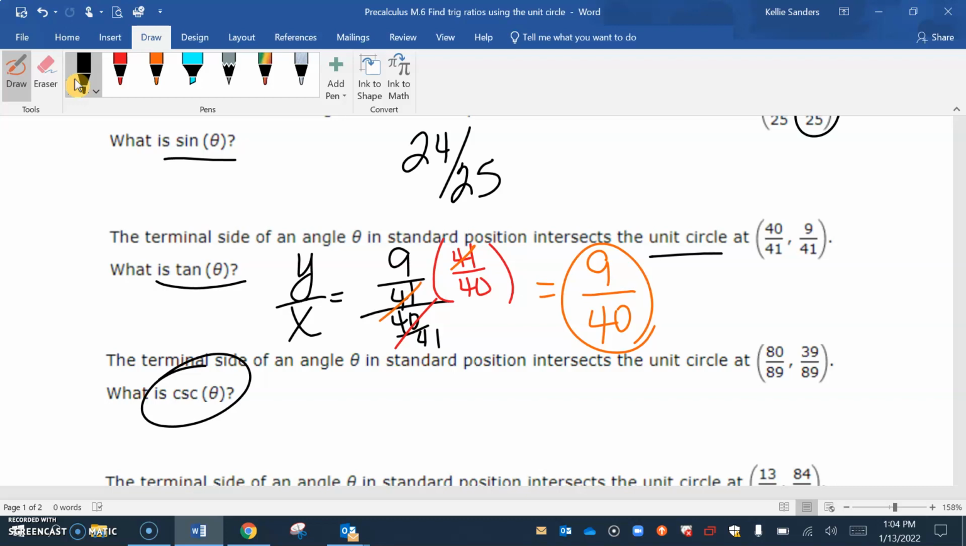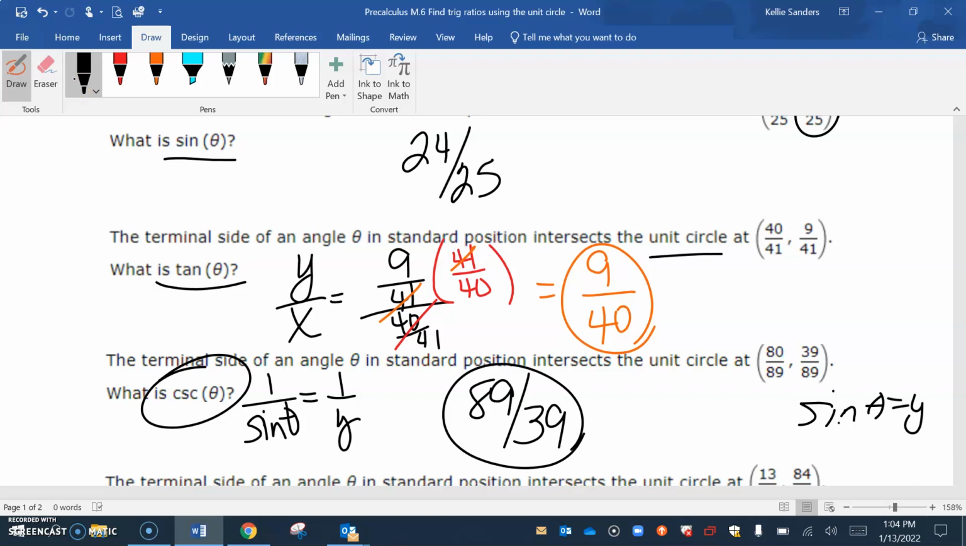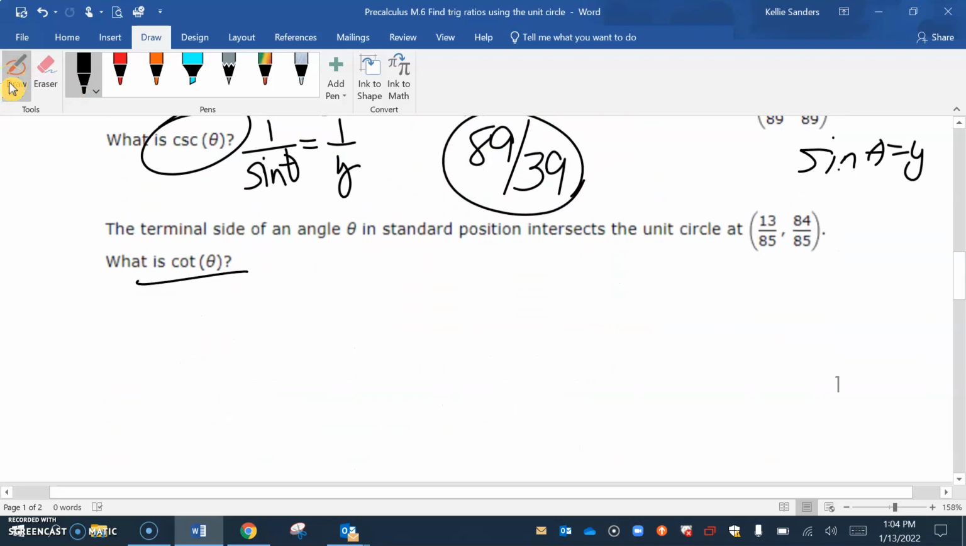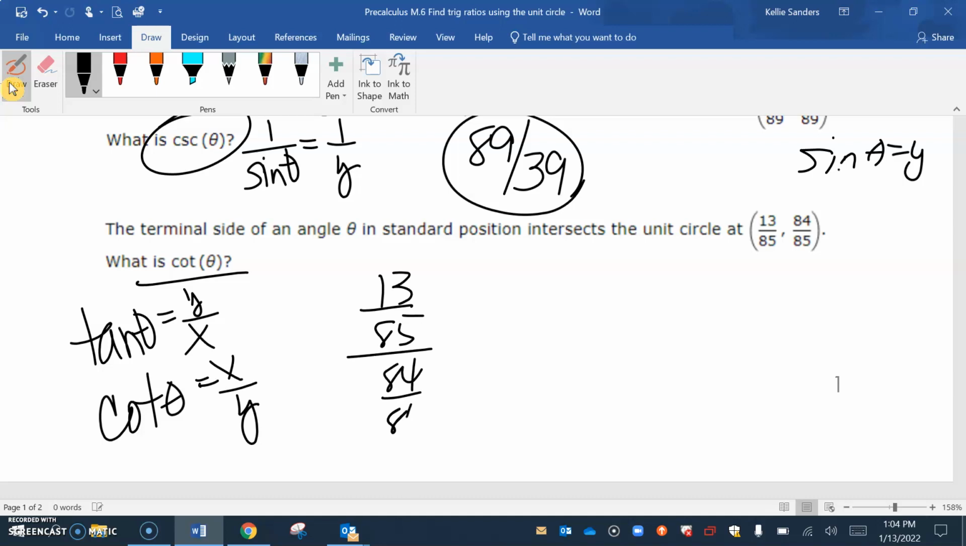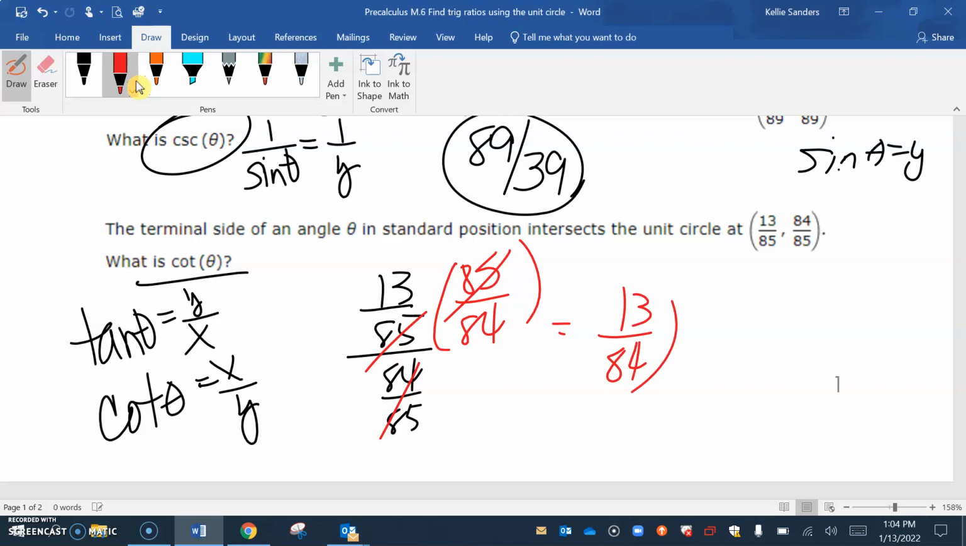Cosecant. Now remember, cosecant is the reciprocal of sine. So if sine of theta is y, then cosecant theta is going to be 1 over y, or just flip the y. That's all you do, flip it. Cotangent. Cotangent is the reciprocal of tangent, and tangent is y over x, so cotangent is going to be x over y. So we have 13 over 85 over 84 over 85. Flip the bottom, take it to the top. Those will cancel out. Your answer is 13 over 84.